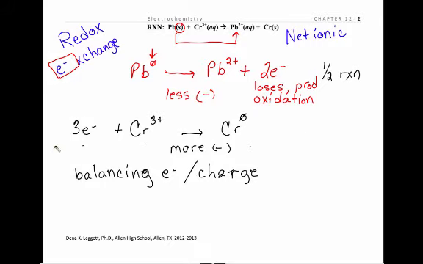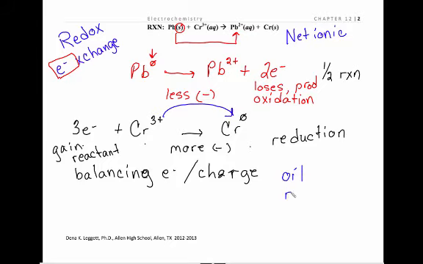Now, this is a gain of electrons. Gains are considered reactants, so you would always put it as a reactant. And this is called reduction. Now, there's a couple of ways to remember that. You're actually reducing the oxidation number, but a common way is to use the phrase OIL RIG. Oxidation is loss, reduction is gain. I'm not going to write that out because I believe you've seen that before. So OIL RIG: oxidation is loss, reduction is gain.